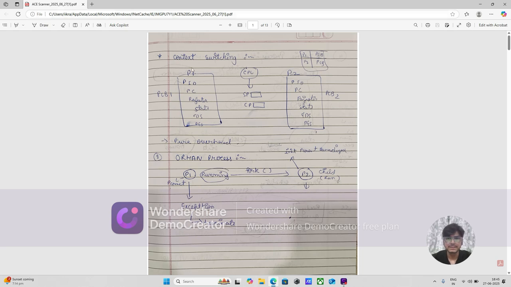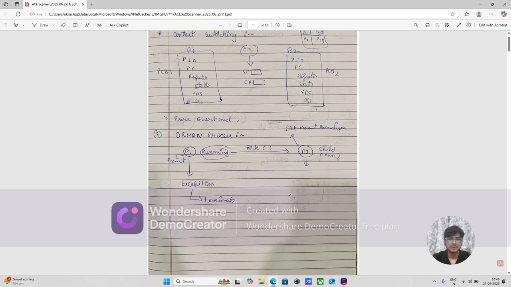So context switching means, like we are discussing in previous videos also. What is context switching? We have learned that PCB, process control block. So here P1 and P2 are storing this PID. I have explained this in the previous lecture video, so I'm not going to explain again. So through this, context switching is happening.